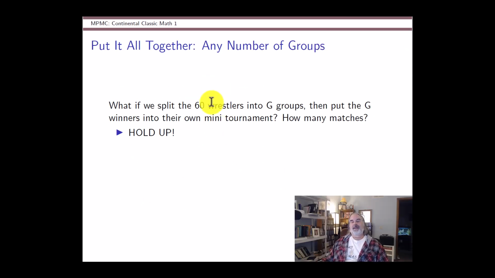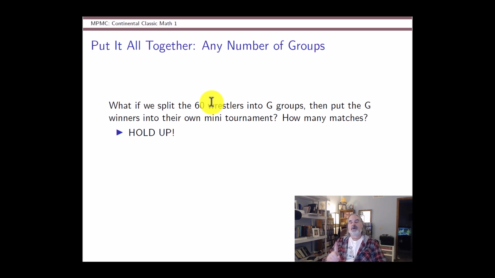Well, let's just ask that question. Let's say we don't have in mind a particular number of groups in advance. We're just going to call that number G for groups because, again, I'm clever. And we're going to figure out how that number G affects the time it takes, or the number of matches that have to be done all together.